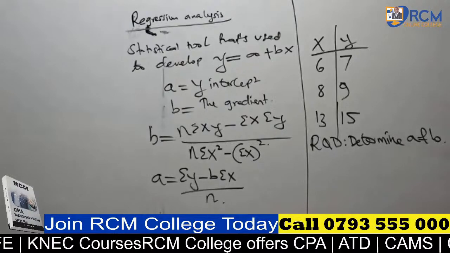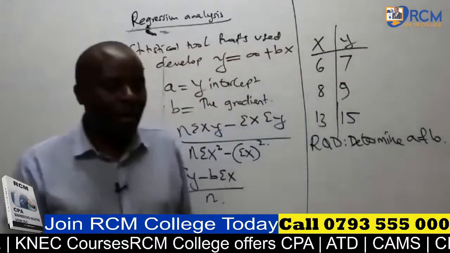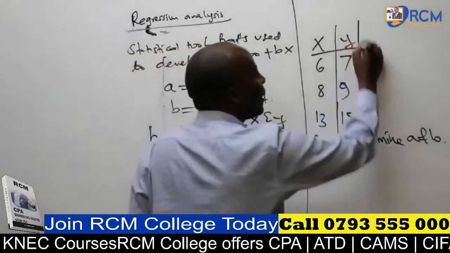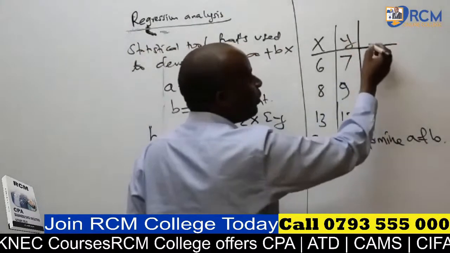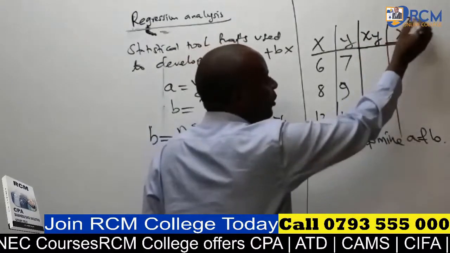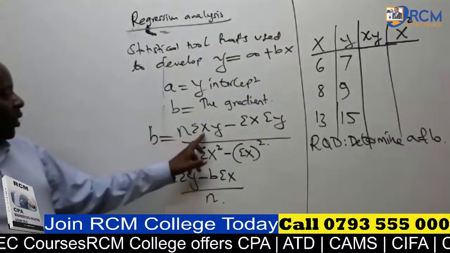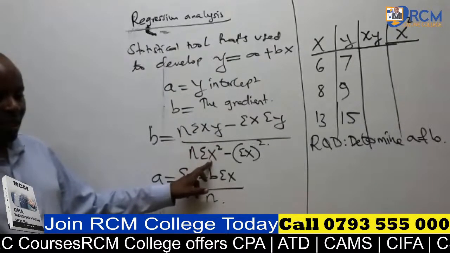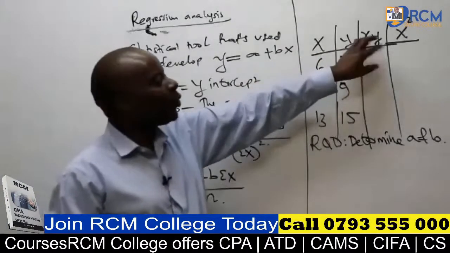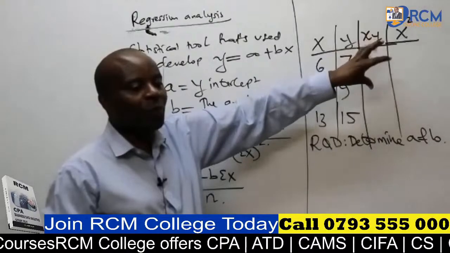So anytime anybody talks of ascertainment of parameters using regression analysis, what you're supposed to do is to create 2 additional columns. The first column will capture the multiple XY. The second column will capture the multiple X squared. These are the 2 additional columns that we would need to be able to get the regression parameters.